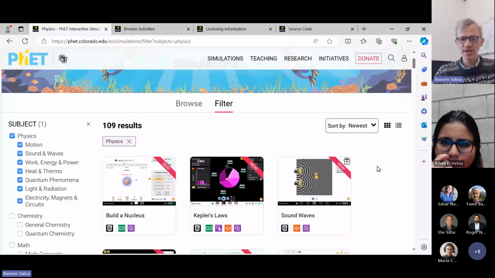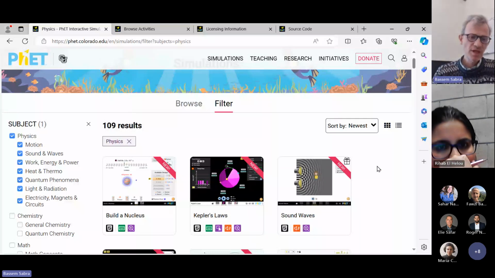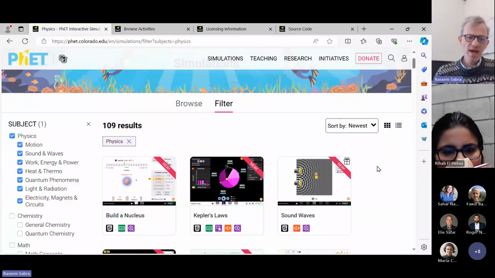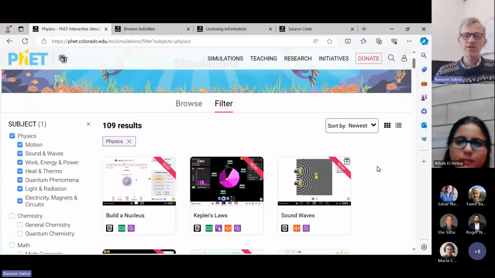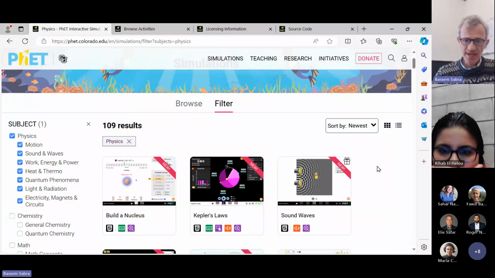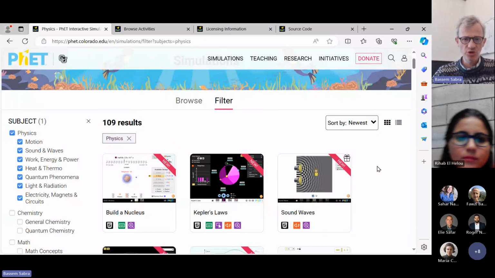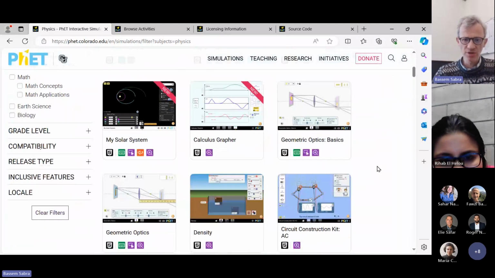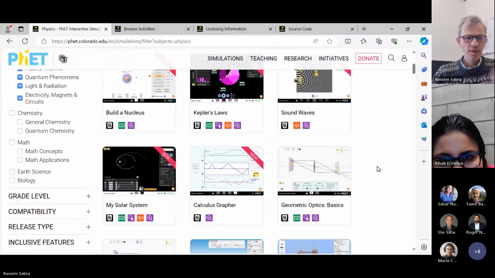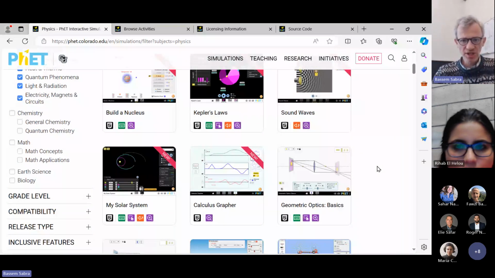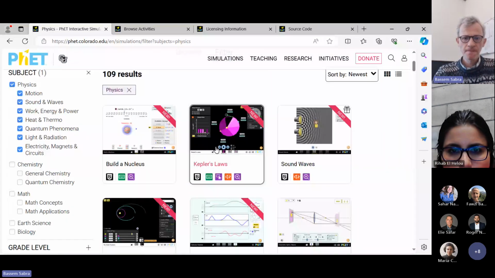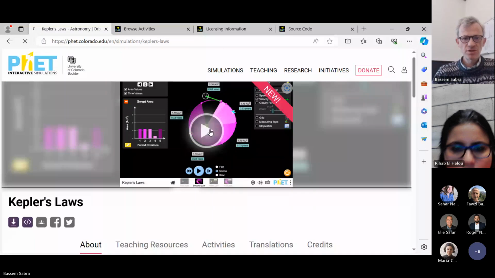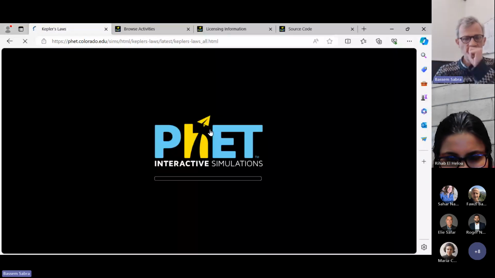Now, the beauty about these simulations is that you can use them as a virtual lab in your classroom. Okay, you can use them as a virtual lab in your classroom. So for example, when I'm talking about Kepler's laws in astronomy 201, let me turn on this simulation.